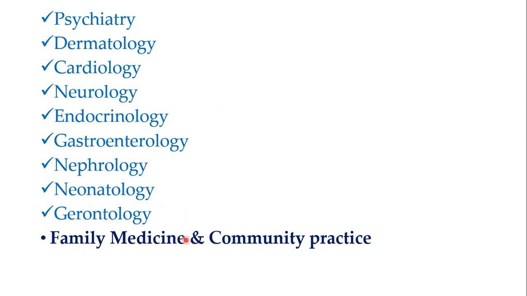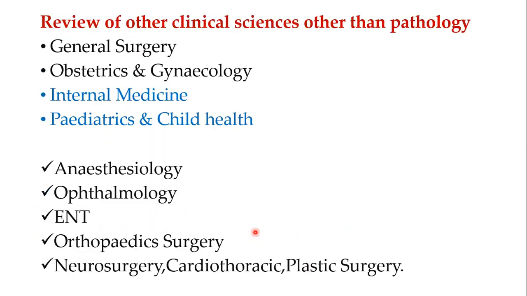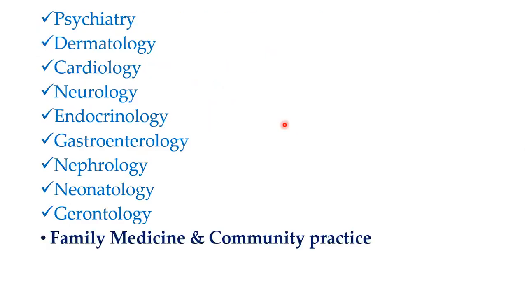Then you have family medicine and community practice. Here you study some pediatrics, some gynecology, some surgery, some internal medicine. Generally, family medicine is not a popular discipline in Uganda, but in East Africa in general it is becoming popular. It is also another good specialty to do. So you study some general surgery, some obstetrics and gynecology, internal medicine, pediatrics and child health like that. That is family medicine and community practice.